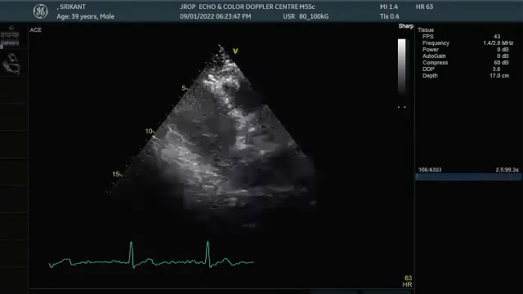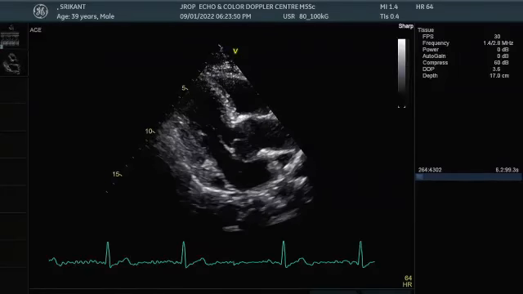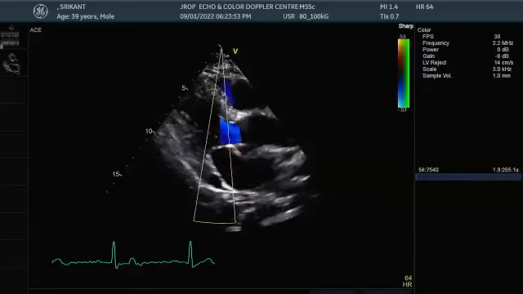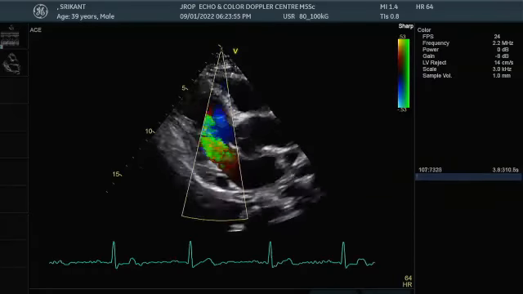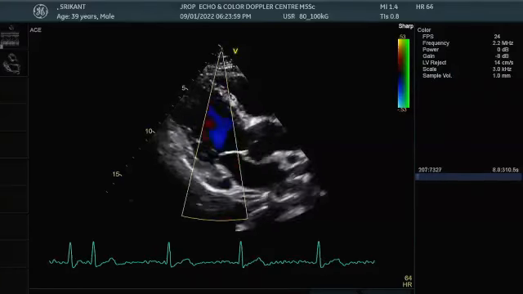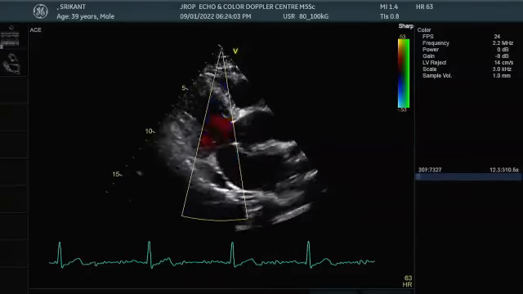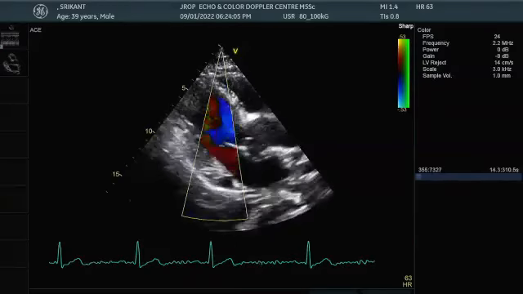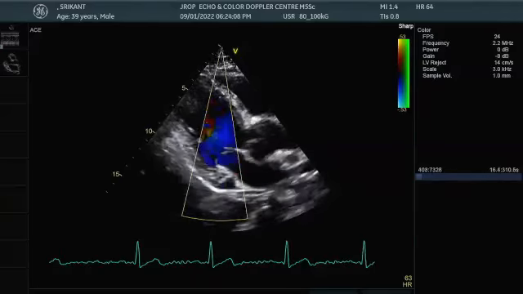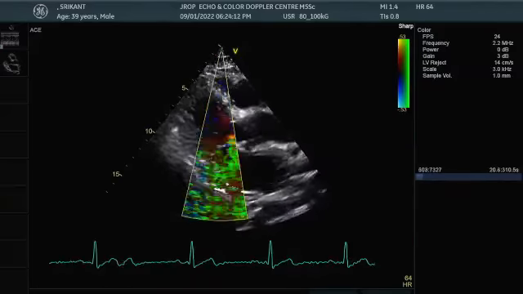Then at this same point, I'm going to put on color Doppler. Look, I'm switching on my colors. Now you can see the Nyquist limit of my color is 53 centimeters per second. Now I'm going to increase the gain of the color Doppler. Now you can see a lot of garbage over here.